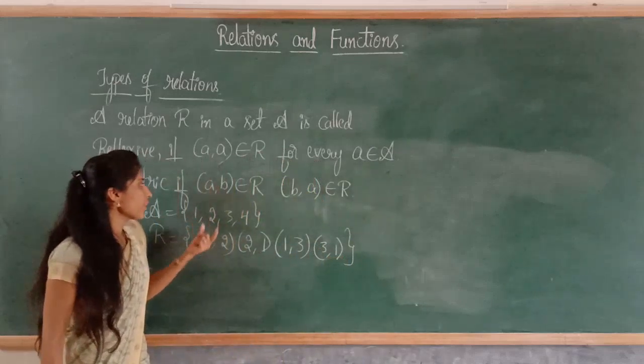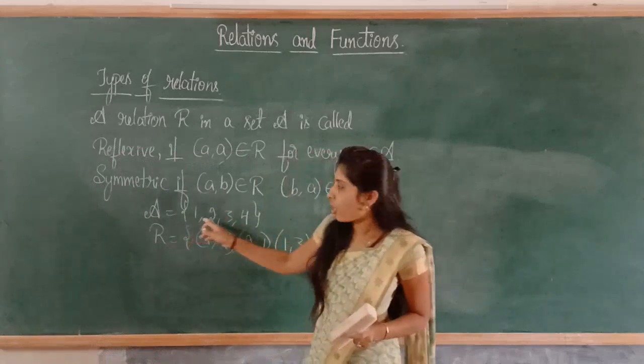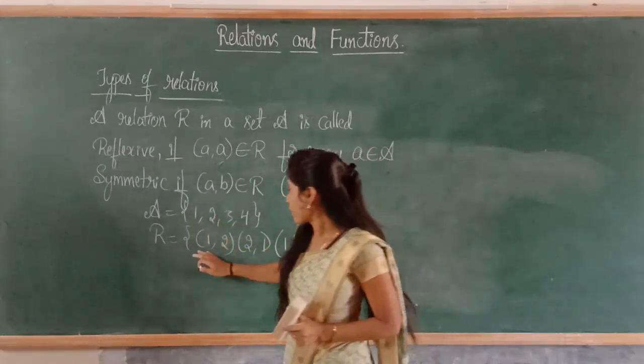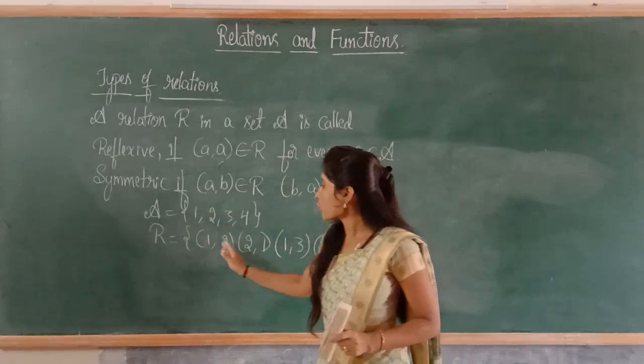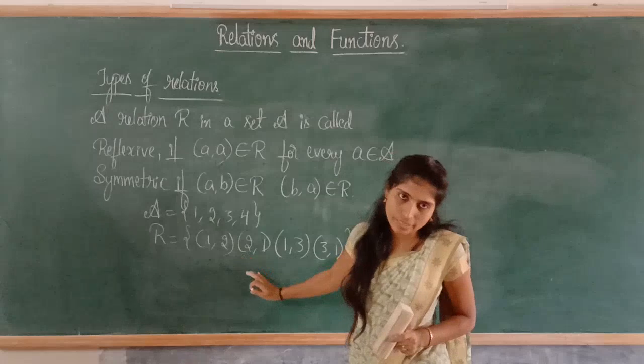Here it is not necessary that all the ordered pairs of A should come. Okay, it's enough. If (1, 2) is there, its reverse (2, 1) should be there. Then this is a symmetric relation.